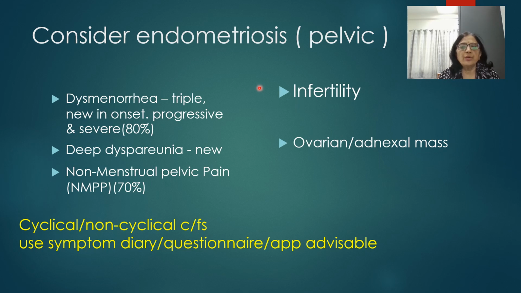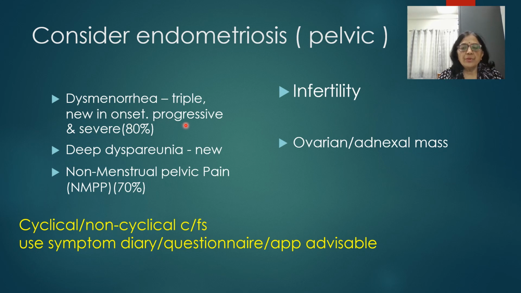When should we consider endometriosis? We should consider, especially pelvic endometriosis, whenever there is a dysmenorrhea which is triple. Triple means the pain starts before menses, it is present throughout the menstruation, and it lingers even after the cessation of menstruation. That is why it is called triple here. Triple dysmenorrhea in patients with endometriosis. Dysmenorrhea is new in onset. It is not present since menarche, but it has appeared in the last few months or years, and it is progressive.